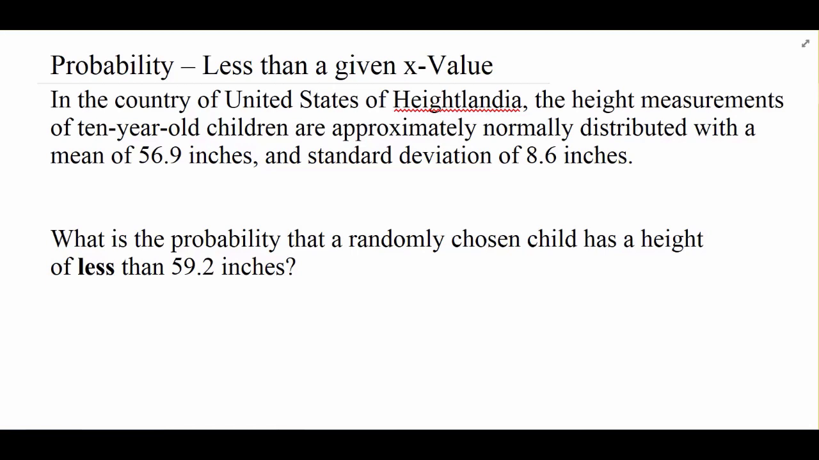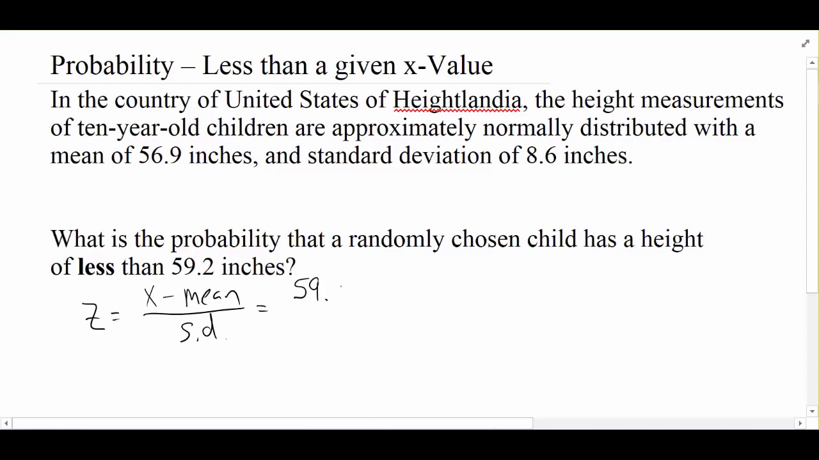So remember, calculating a z-score means let's take our data point, our x, let's subtract the mean from that, and let's divide by the standard deviation. So in this case, the x value is 59.2, our mean is 56.9, and then our standard deviation is 8.6. And so if we put this into our calculator, I'm going to do this off screen, but you can follow along by typing into your own calculator. This z-score is about 0.27.